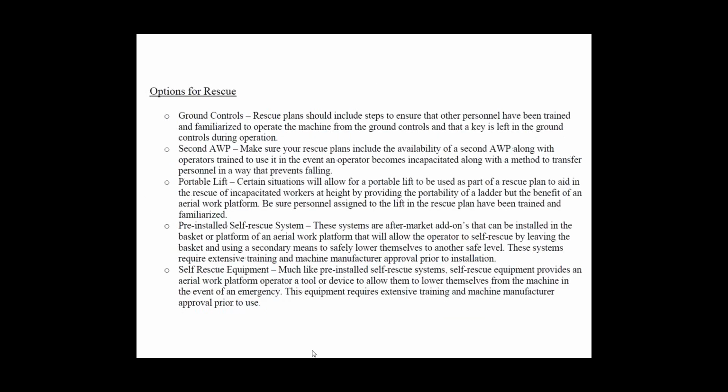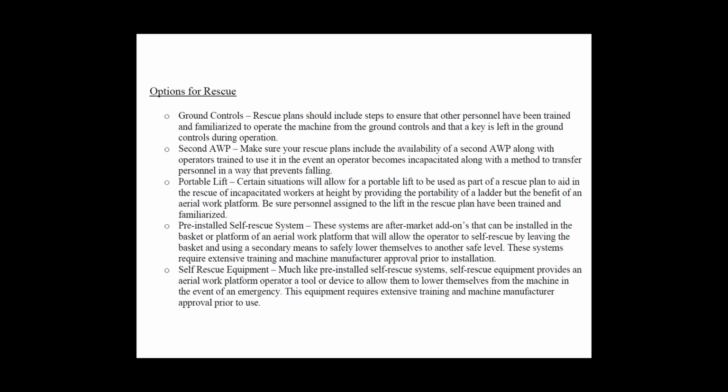And options for rescue. Again, we just talked about that a couple seconds ago: self-rescue, assisted rescue, professional rescue. So the first one is ground controls. That could be an assisted rescue because the operator may not have fallen out of the platform, but he may have gotten incapacitated in some way. So we need ground personnel that are available to lower the machine.